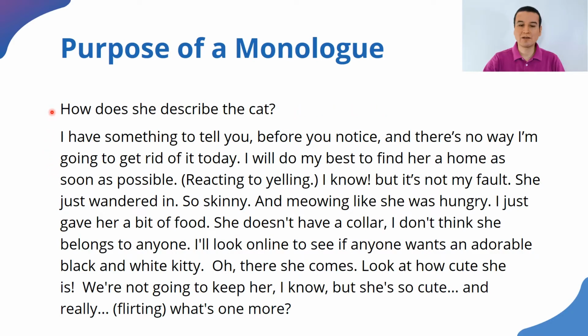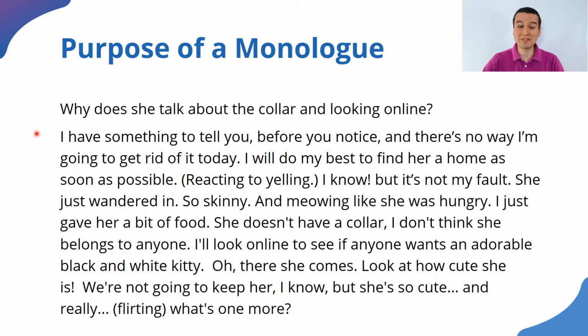How does she describe the cat? She says that it is cute, that it's so skinny, and that it is beautiful and they want to keep it. Why does she talk about the color and looking online? To establish that the cat doesn't have any owner and that they can keep it, or keep her, right? How does she move into the conclusion? She waits until the cat is coming closer before making her final request.